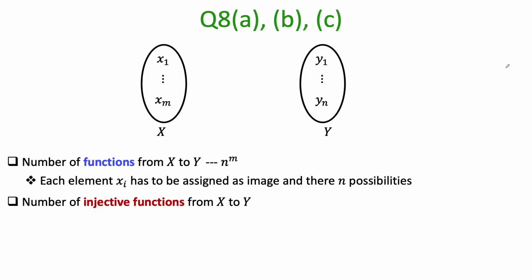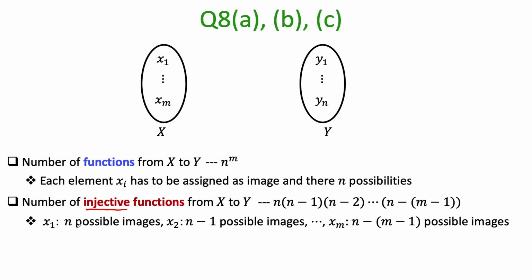Part B asks you to find the number of injective functions from the x set to the y set. Well, we will be using a more or less similar argument to the one we used for part A, except that now we can't say that the images for every element xi are chosen independently. Because now we are interested in injective functions, and in injective functions for every distinct element xi from the set x, you have to assign a unique image. You can't have both x1 and x2 getting mapped to the same element in the y set.